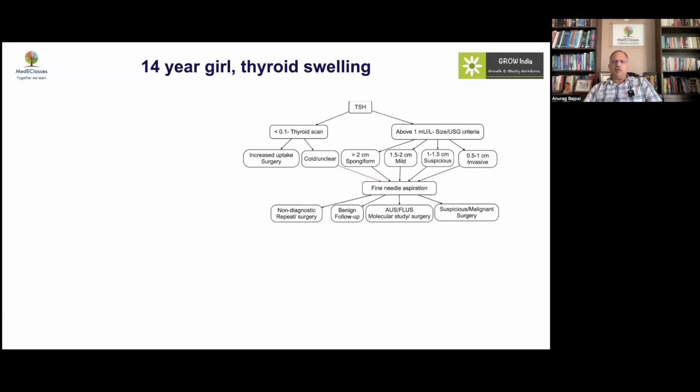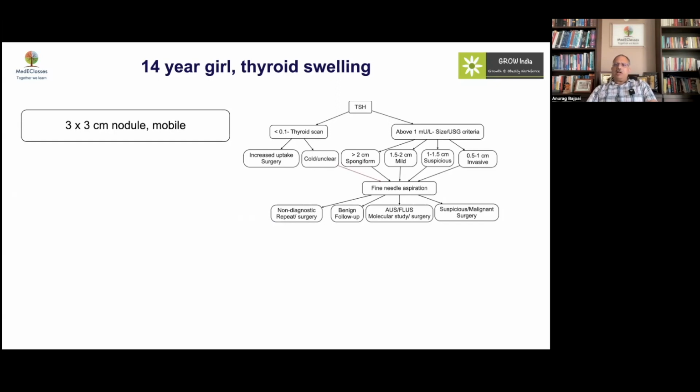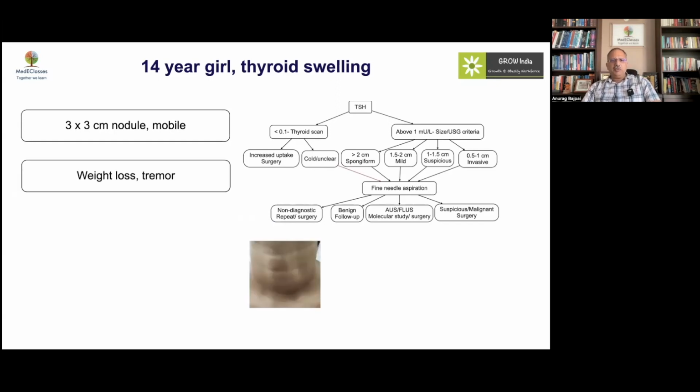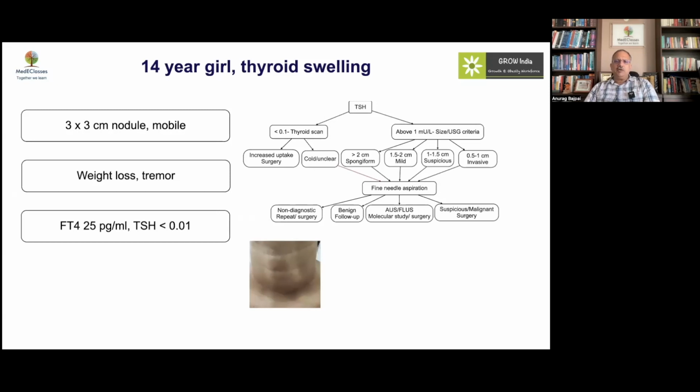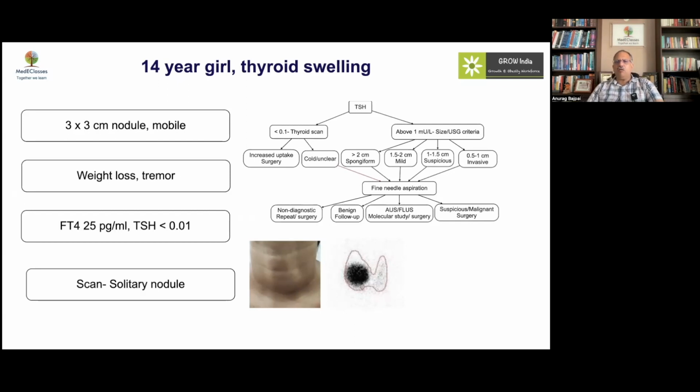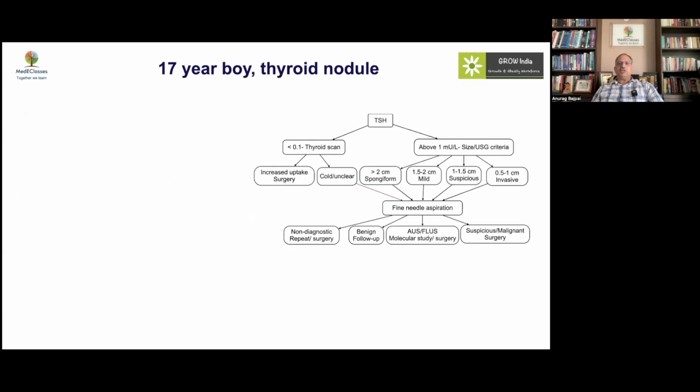A 14-year-old girl with thyroid swelling, and what we are looking at is a big swelling, 3 centimeters. So again, you're worried about that. It's mobile. You see the big swelling there. There are also other features like weight loss and tremor. So as I said, the first thing to look at is functionality, because that really saves you a lot of the risk of malignancy. So you need to look at the TSH, which is low. If your TSH is low, you're looking at a toxic nodule. And what you're seeing here is a hot nodule. All the other areas are suppressed. This is clearly a very low risk of malignancy. You don't need to do FNAC. Go ahead with surgery. Do not give radioactive iodine because this could carry a risk of thyroid cancer subsequently.